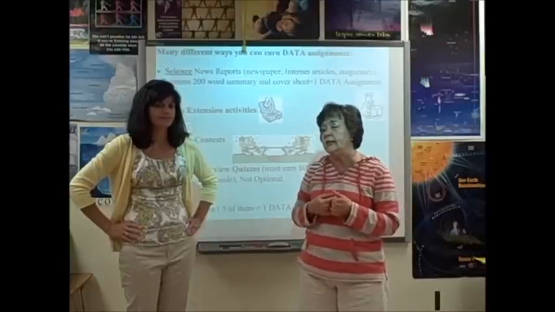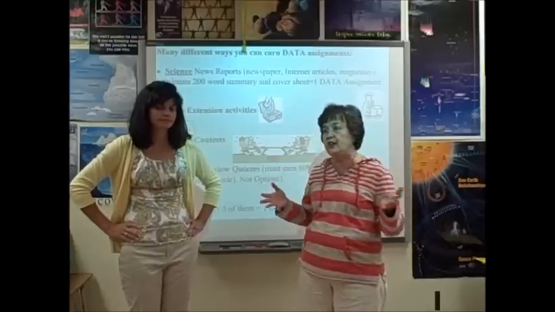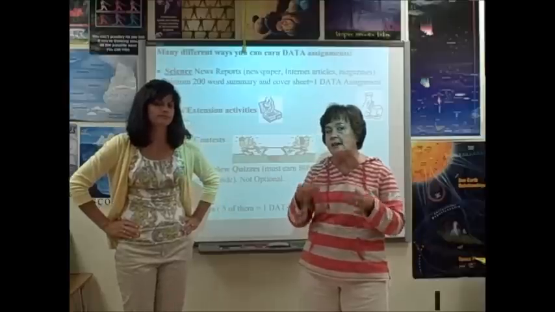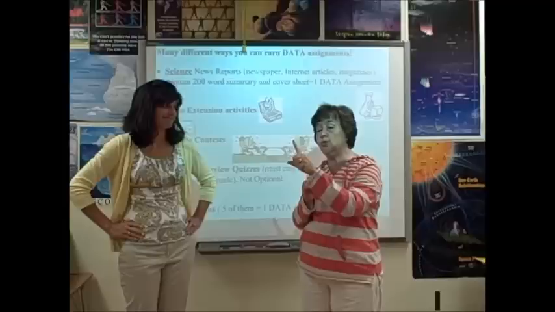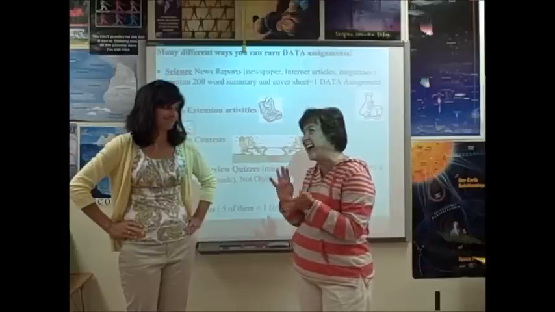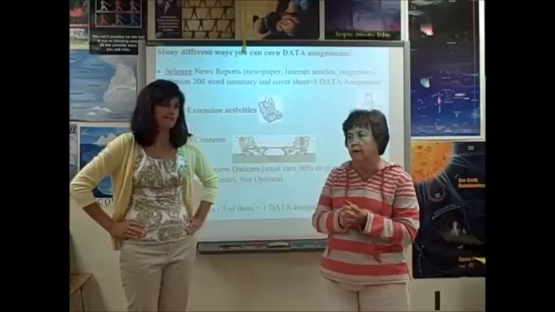So you're starting off with a full sheet of Terra tokens at the beginning of every quarter, and at the end of the quarter, those 5 Terra tokens turn into 1 data assignment. Now we don't collect those Terra tokens until the last couple of days of the quarter, 2 to 3 days before the end of the quarter.